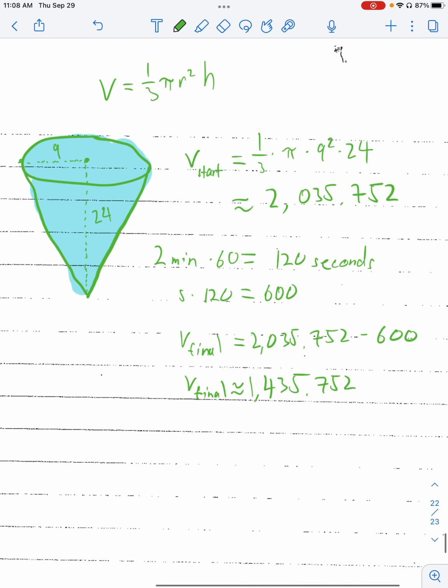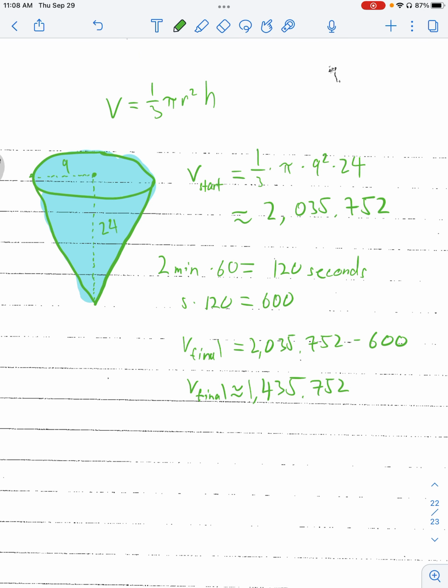All right, so that's my V final. What they want to know is, when my volume is equal to V final, when I have my final volume, what my H is. So when V final equals 1/3 pi R final squared times H final.